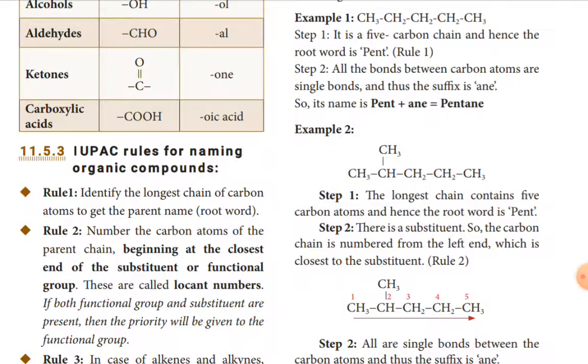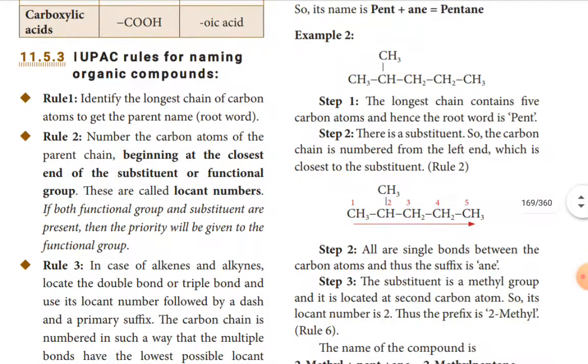Then what is the second rule? Number the carbon atoms of the parent chain. We have to give numbers. From which side to start, whether the left hand side or right hand side, is based on the presence of substituent or functional group. If only a substituent is present, then the carbon with the substituent should get the lowest possible number. So see this example 2: CH3, CH, CH2, CH2, CH3.